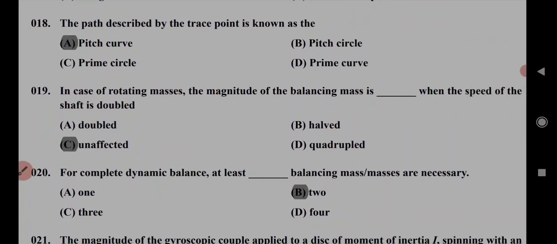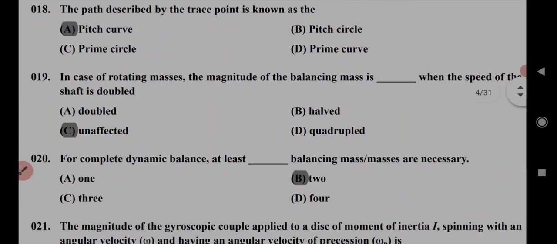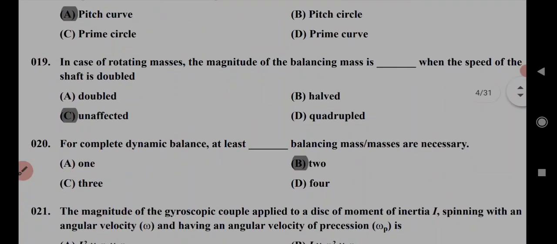18th. The path described by the trace point is known as the pitch curve. Option A is correct. In case of rotating masses, the magnitude of the balancing mass when the speed of the shaft is doubled is unaffected. The option C is correct.